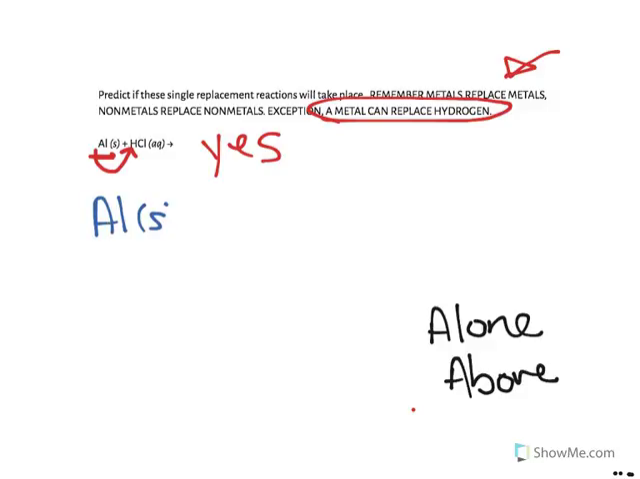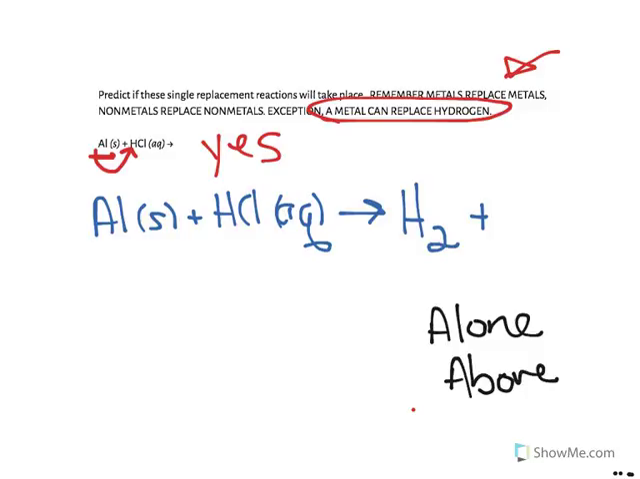Aluminum, when it is added to hydrochloric acid, will replace hydrogen. That means it will kick hydrogen out, and hydrogen will be on its own. And what will it leave behind? It will leave behind the ionic compound, aluminum chloride.